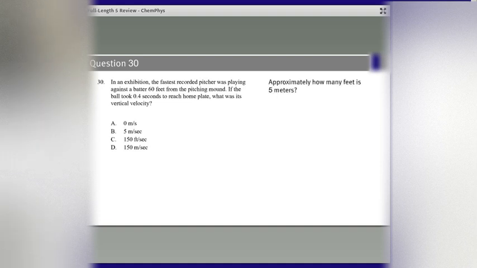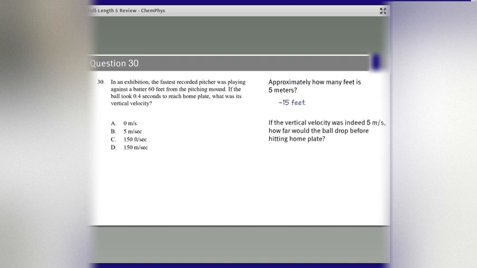And I can think to myself, okay, if the ball took 0.4 seconds to reach home plate, if the vertical velocity was about 5 meters per second, how far would the ball drop before hitting home plate? Well, in an exhibition, the fastest recorded pitcher was playing against a batter 60 feet from the pitching mound. So if you have 5 meters and the ball took 0.4 seconds to reach home plate, I've got to think it's about 2 to maybe 2.4. The exact conversion for 5 meters would be 16.4 feet.